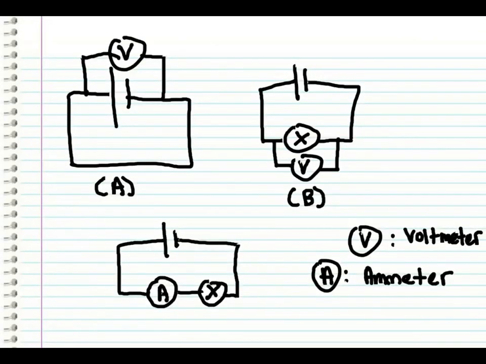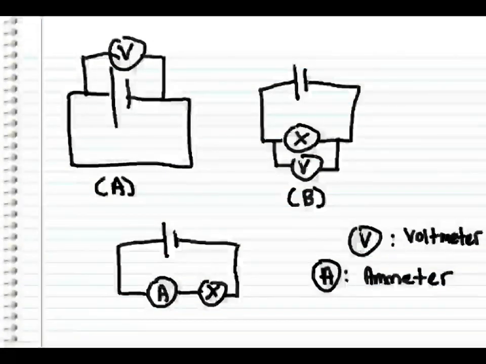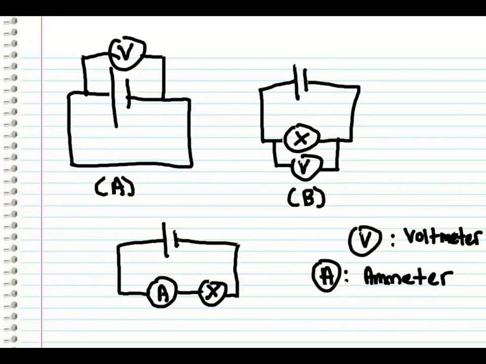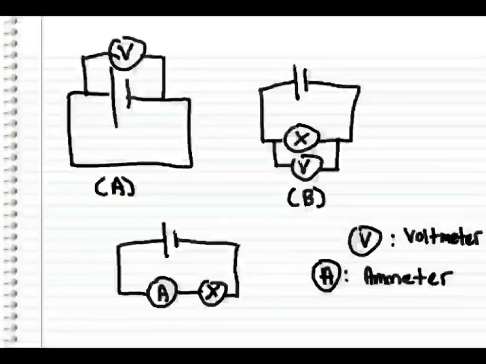To measure the EMF of a battery, we connect a voltmeter parallel to it, as in setup A. And if we want to find the potential difference of the light bulb, we connect the voltmeter parallel to the light bulb, as in setup B. Now, if we want to measure the current that flows through the light bulb, we just connect the ammeter directly beside the light bulb, as in the third setup here.